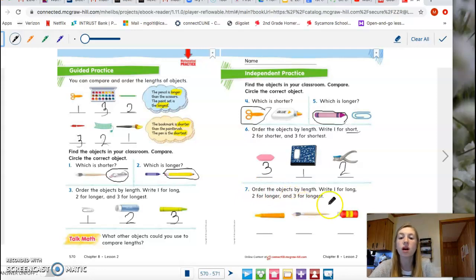Okay, again, order the objects by length. Write 1 for long, 2 for longer, and 3 for longest. Again, I think it's easiest to work backwards. So let's label the longest thing first. You're right, that paintbrush is the longest. In the middle, I think that this marker is in the middle, and the long one is paints. Again, it's probably easier to work backwards. If that doesn't work for your brain, try it the other way.